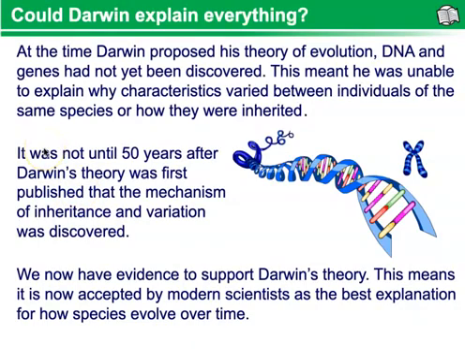So could Darwin's theory explain everything? At the time Darwin proposed his theory of evolution, DNA and genes had not been discovered. This meant he was unable to explain why characteristics varied between individuals of the same species or how they were inherited. It was not until 50 years after Darwin's theory was first published that this mechanism, this driving force of inheritance and variation, was discovered. And specifically, it was discovered by Gregor Mendel, who was a monk. We now have evidence to support Darwin's theory. This means it is now accepted by modern scientists as the best explanation for how species evolve over time.